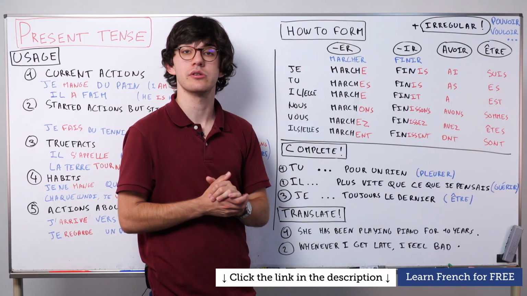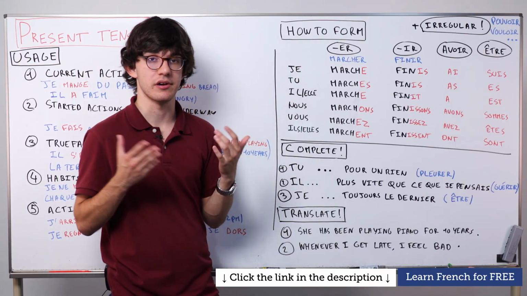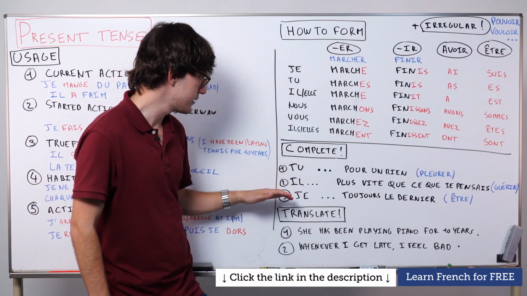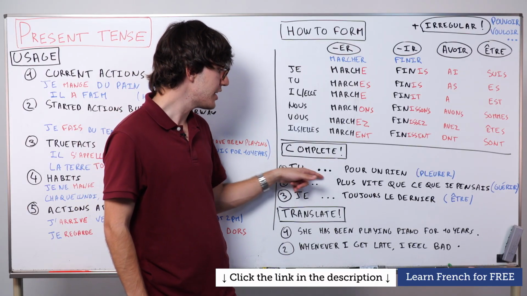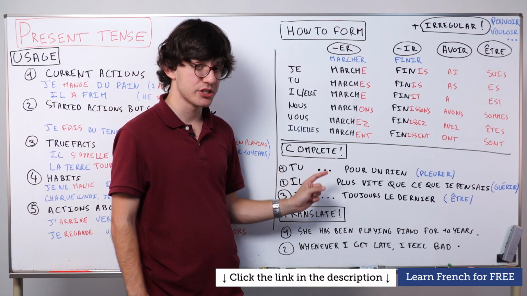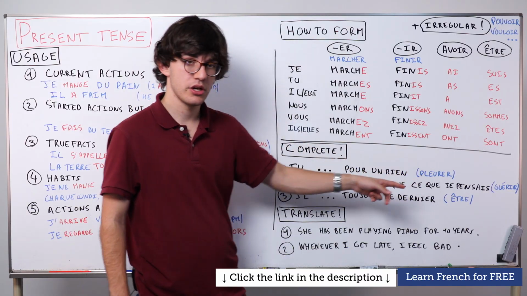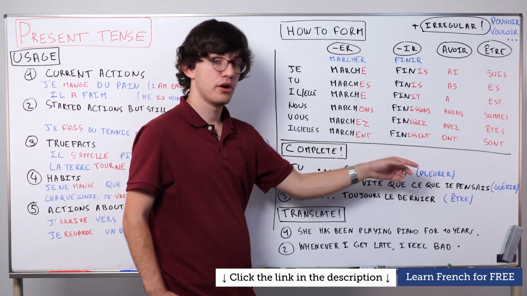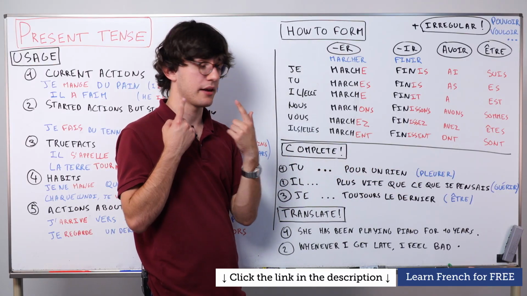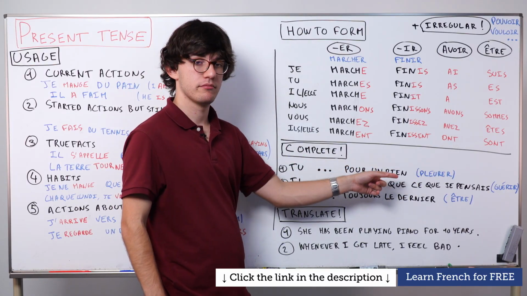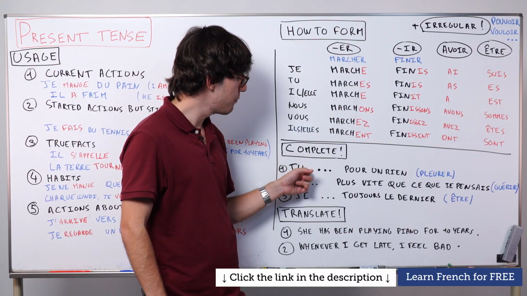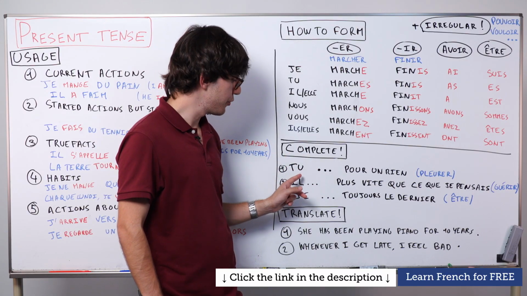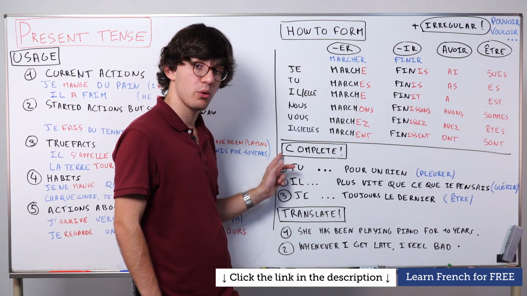And now let's do some practice, because it's always good to practice after a lesson. So here are three different sentences with a gap, and I want you to complete them with the verbs in blue. Here you've got tu, and then the verb pleurer, which means to cry, and then pour un rien. Can you try by yourself to complete? I'm going to show you the answer after showing you all the examples.